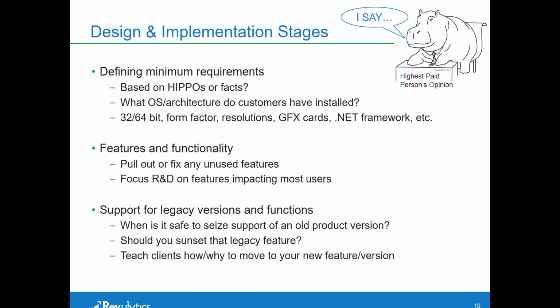When you look at supporting legacy versions and functions, we know that in software development, this is one of the major headaches, right? You either pull the plug on an old version, or else spend loads of time, in both support and engineering, to support these old platforms and legacy code. So when is the right time to cease support for such an old version? And when is it the right time to sunset a legacy feature? How do you know whether a user is using a feature or not? And therefore, how do you know whether clients need to be taught how and why to move on to your latest releases or versions?